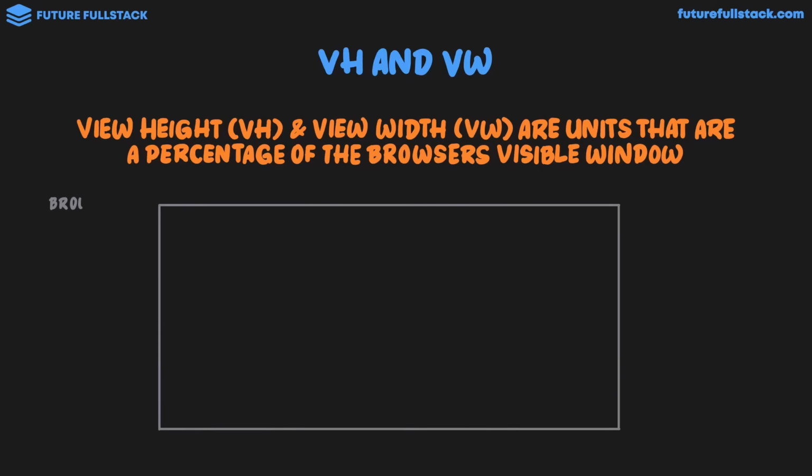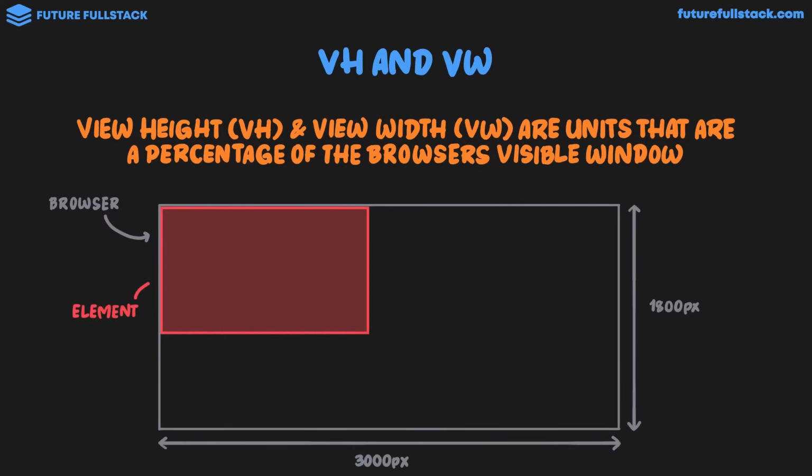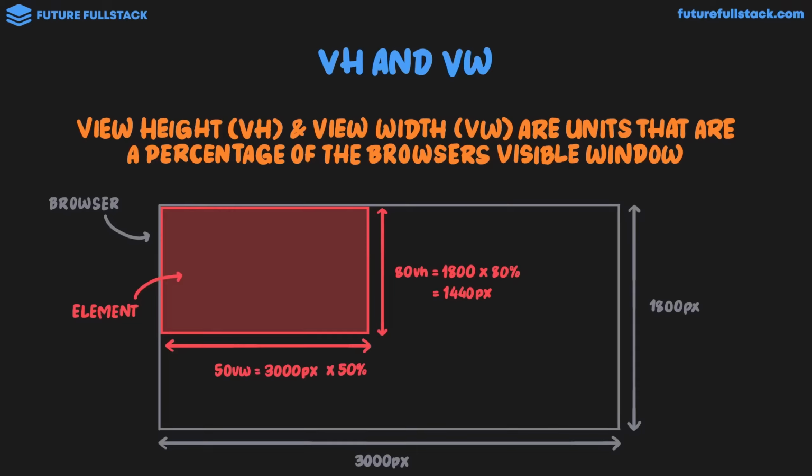So let's say we have our browser, which currently has a height of 1800 pixels and a width of 3000 pixels. We could have an element shown in red, and we could define its height as 80 VH, which would equal 1800 pixels, the height of the browser, times 80%, which would give us a value of 1440 pixels. We could give the element a width of 50 VW, which would be 3000 pixels, the browser width, times 50%. This would equal 1500 pixels. So once again, we're defining the element's dimensions, its width and height, based on the browser's current width and height.